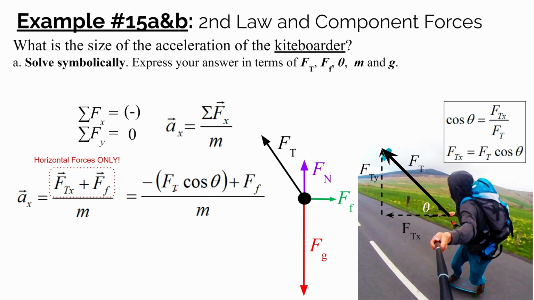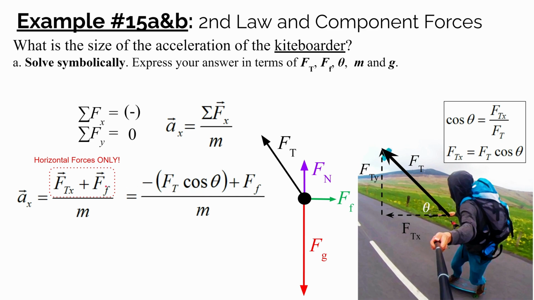And once we start substituting in symbols, in a symbolic solution, we're assuming that anything you plug in here is positive. So we would plug in a positive value for the force of tension, a positive value for friction, but we have to decide what the sign of that expression is. We know that the x component of tension is pointed to the left. That's the negative horizontal direction. So we have to put a negative sign in front of the size of the x component of tension.